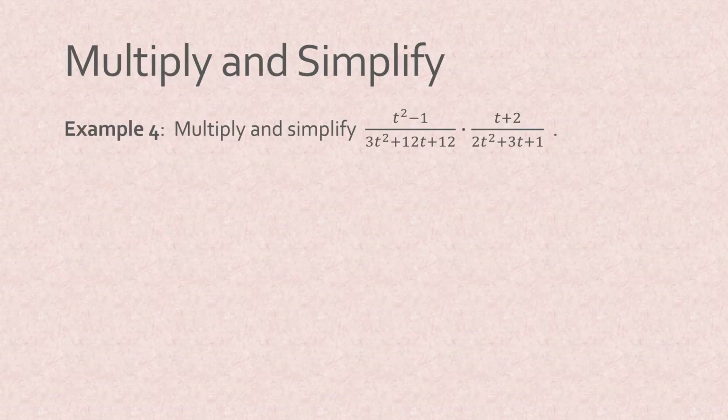Okay, let's look at something that's a little more complicated on how to multiply and simplify. So you could see here that in the numerator of the first fraction we have t squared minus 1, and that's over 3t squared plus 12t plus 12. And the second fraction is t plus 2 over 2t squared plus 3t plus 1. Helpful things to recognize are that number one, this numerator is a difference of squares, and that this trinomial down here has a GCF of 3.